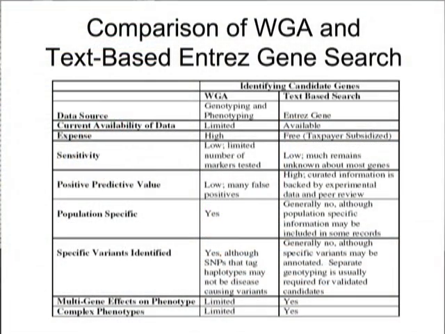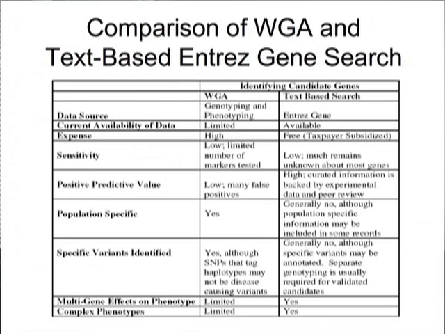So because I'm using an Entrez Gene database query, I'd like to compare a little bit the features of this query to what you might find in a whole genome association by SNP analysis. And I looked at a number of different types of qualifications. In the first case, I considered the availability of data, and in whole genome association, to a large extent, you still have to produce your own data.